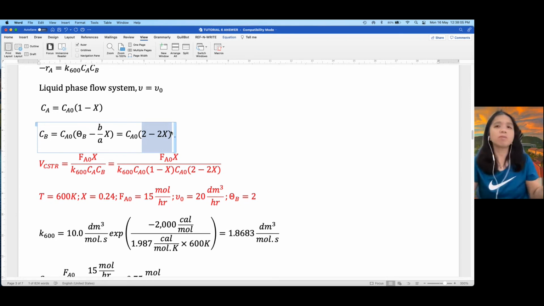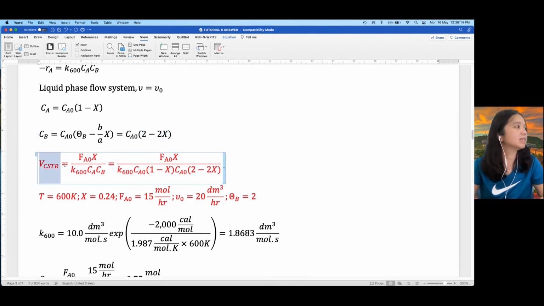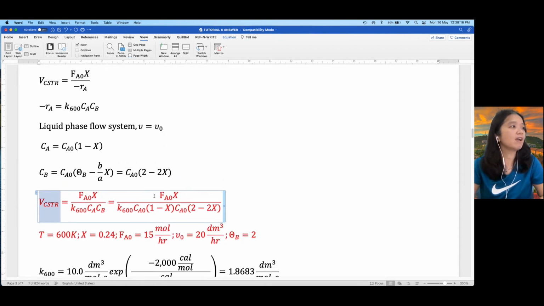So done. Now you combine equation 1, equation 2, and equation 3. The final equation you will get is volume of CSTR equals FA naught X over k at 600, because our reaction temperature is 600. So don't forget, for a non-isothermal reaction, the k must be at your reaction temperature, not the inlet temperature.